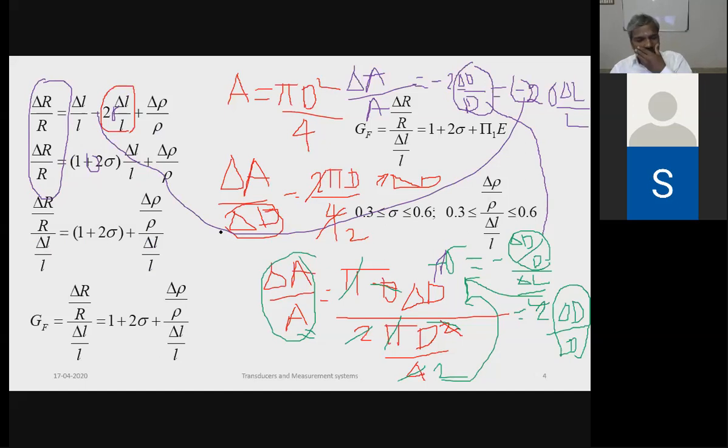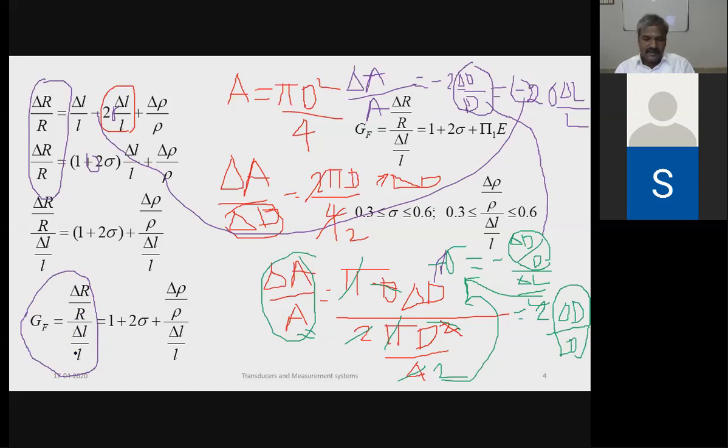Okay, now come to our final expression. The gauge factor is nothing but the per unit change in resistance of the strain gauge per unit strain.